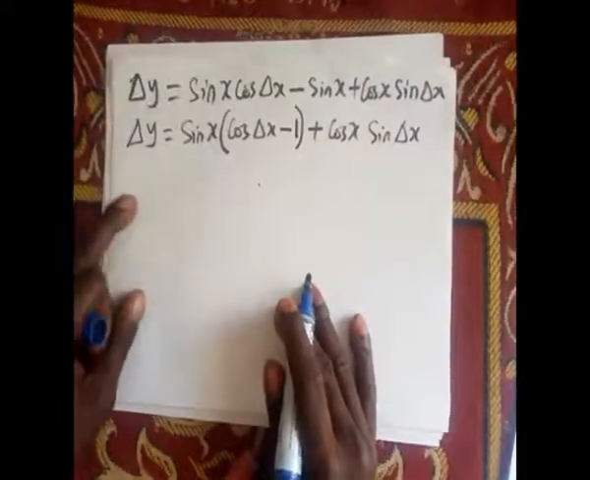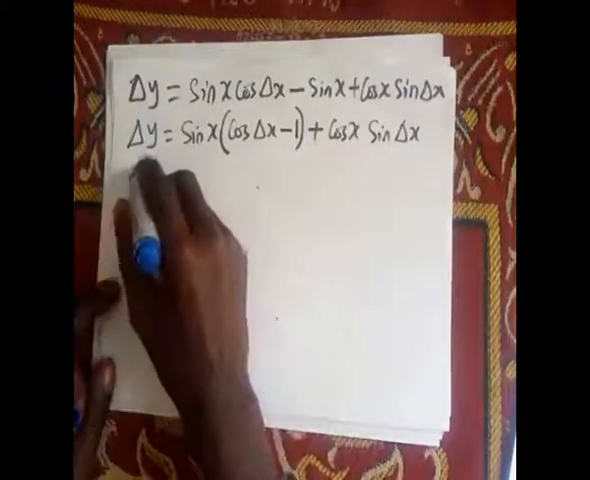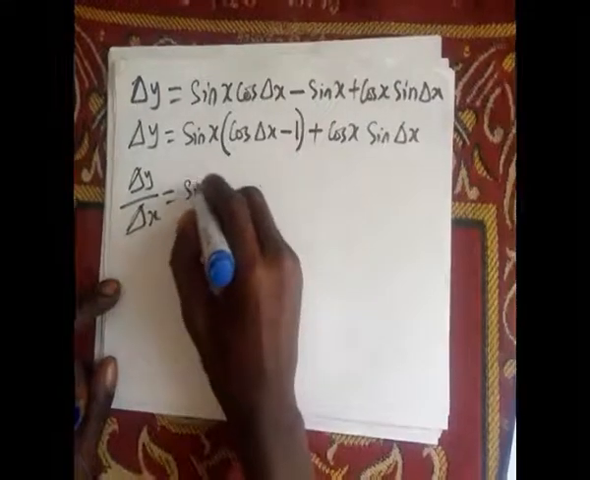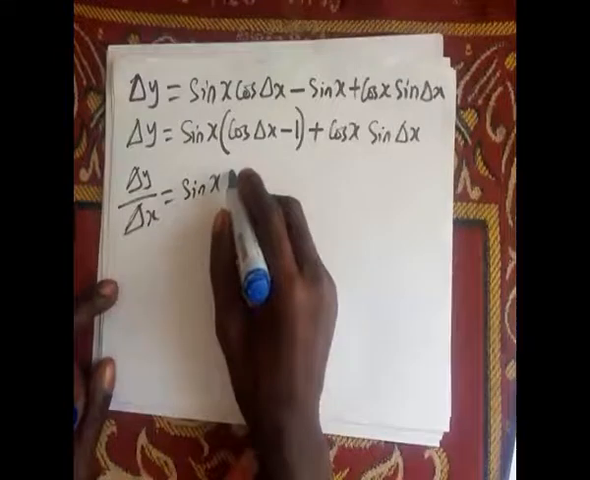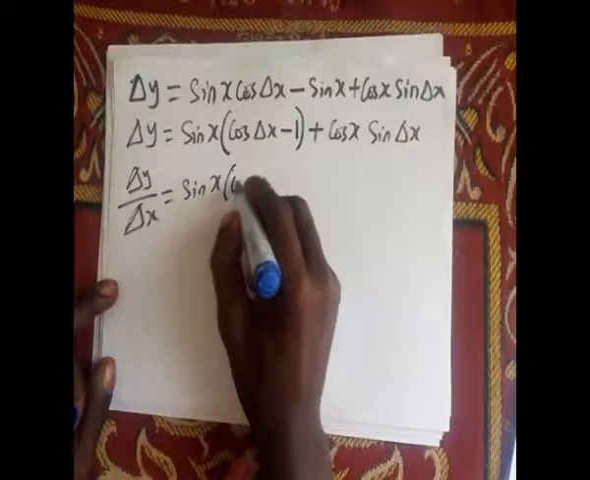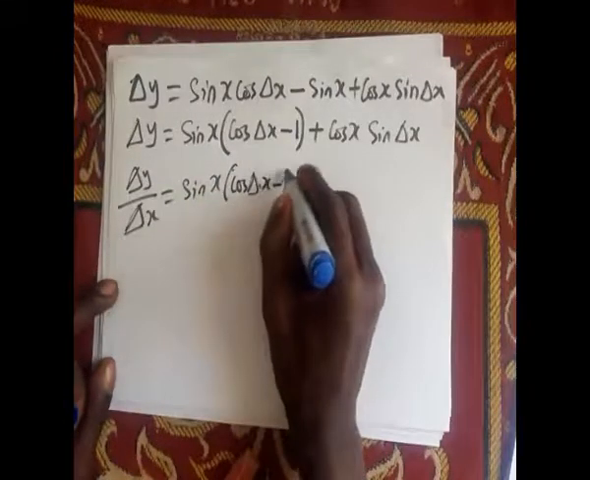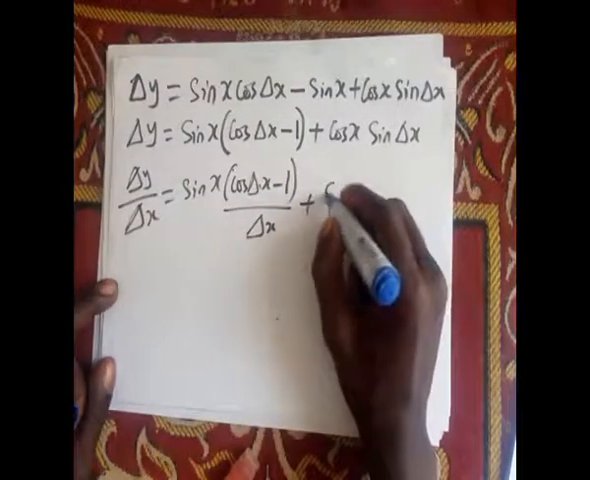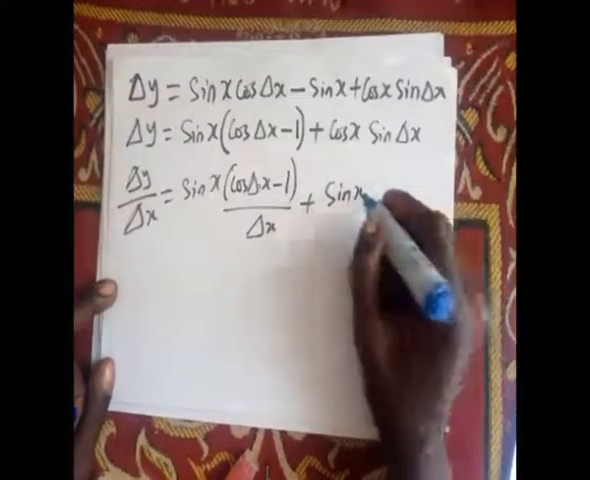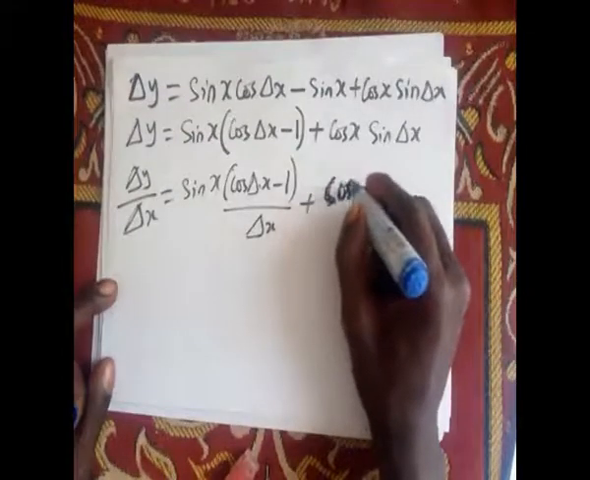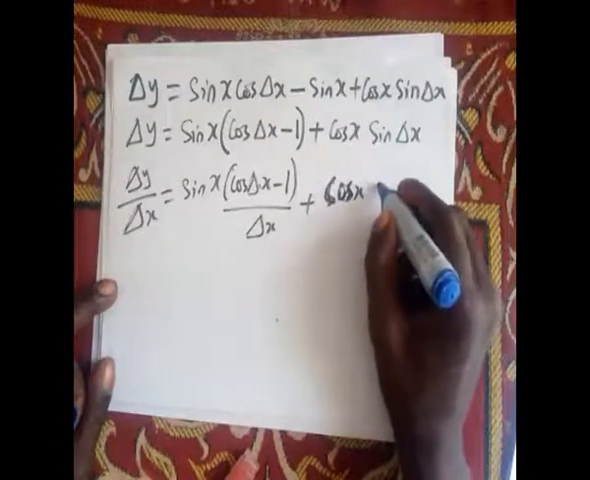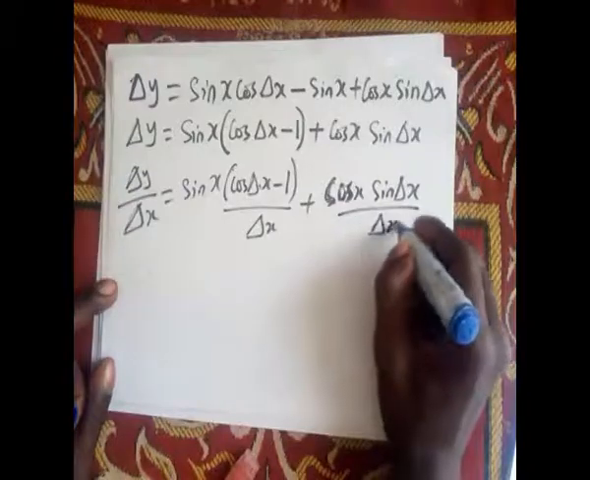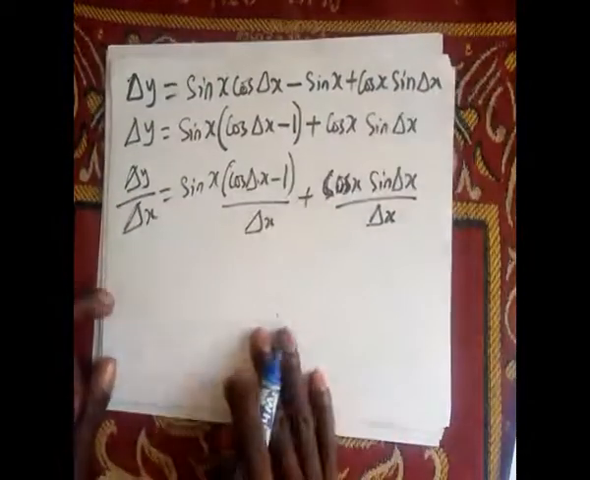So we can divide through by delta x, so we are going to have delta y all over delta x equals sine x into cos delta x minus 1 all over delta x, plus cos x sine delta x all over delta x. That's how we divide through by delta x.